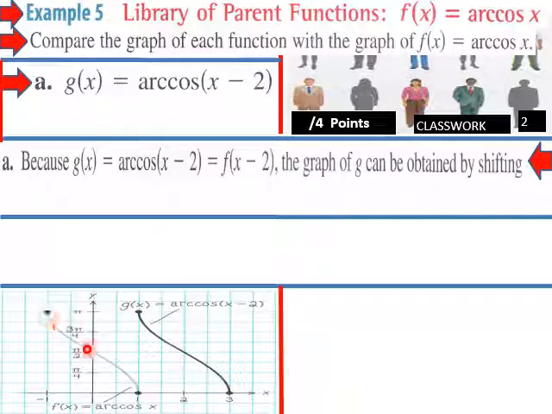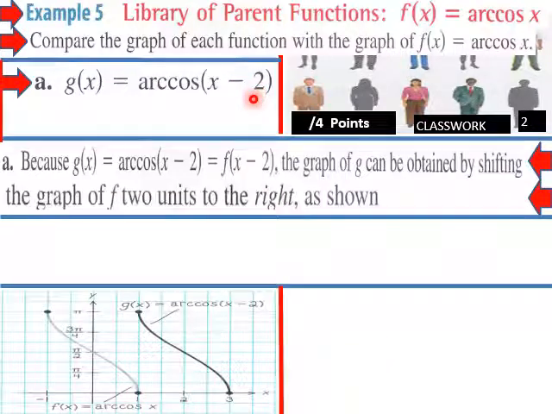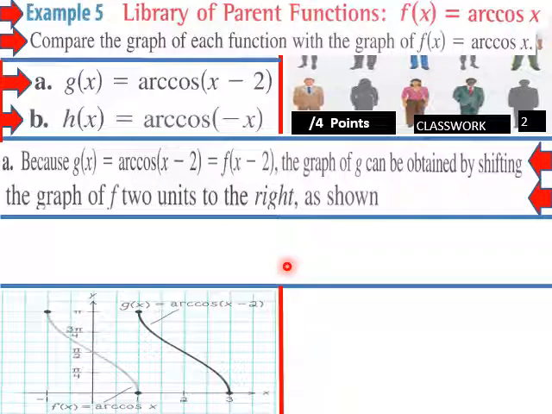So here is our original arc cosine, but we're shifting to the right because of this 2. The graph is shown shifted 2 units to the right. So we shift over here, arc cosine of x minus 2, shifting 2 from the y-axis, and we're shifting 2 from here over to here.